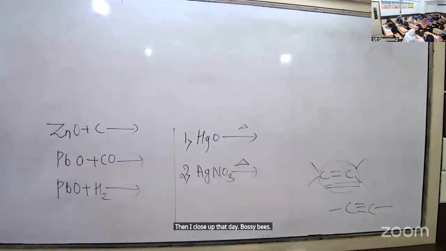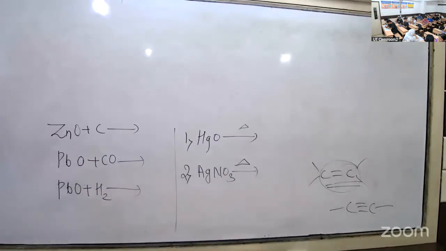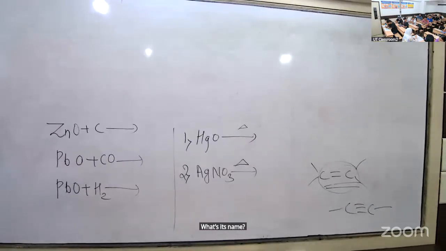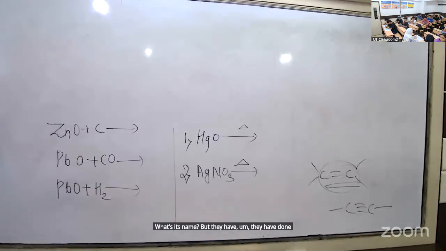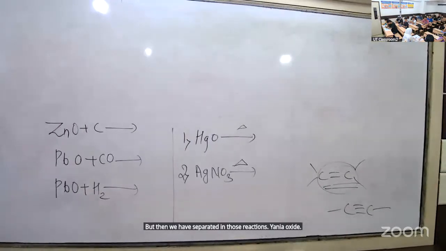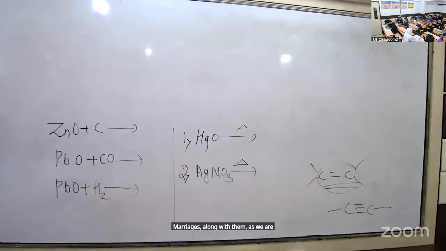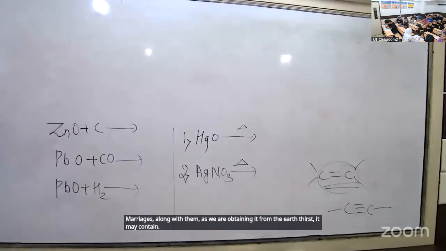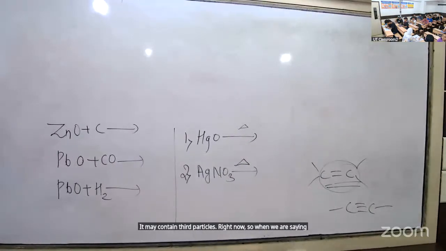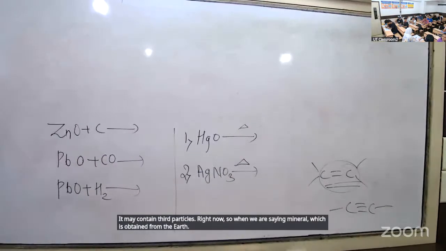और भी कुछ. Still one more class I have to take. और क्या हो सकता है? बस इतना ही. तो देखा है ना हमने, we have done decomposition of many things. Metal we have separated in those reactions. याद आया? Oxides, sulfides and nitrates. Along with that, as we are obtaining it from the earth crust, it may contain sand, it may contain dirt particles. So when we are saying mineral which is obtained from the earth, these all are possible.